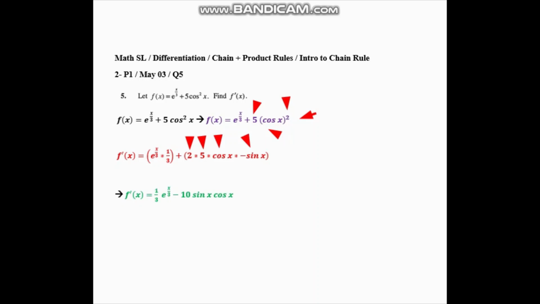Now the red expression is a perfectly fine final answer, but you can always rewrite it in a nicer format. So the first term becomes 1 over 3 e to the power of x over 3, and 2 times 5, and with a negative sign give me negative 10 sine x cosine x. So this concludes our second question in this video. Take a minute to pause the video and write this down if you will, and I shall begin question number 3 shortly.